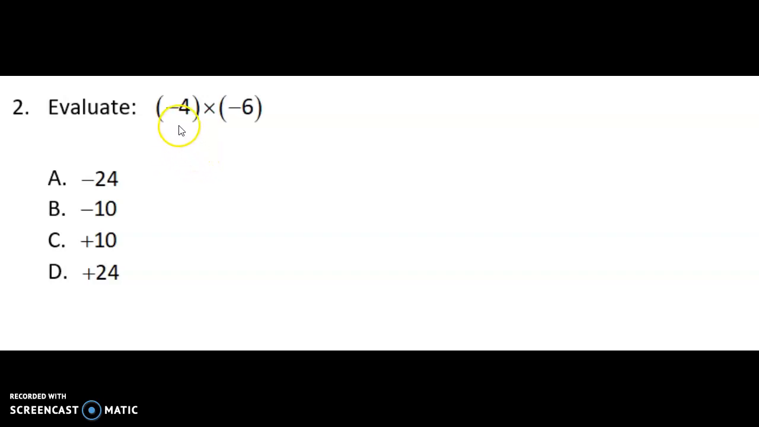Here we need to evaluate -4 times -6. So to do that, what I need to remember is that anytime I have like signs, or a negative and a negative, I'm going to obtain a positive answer. So what that means is that I can rule out A and B here as possible answers to this question.